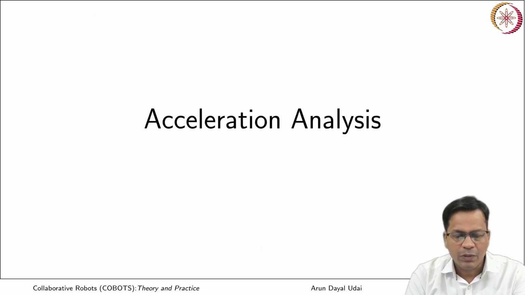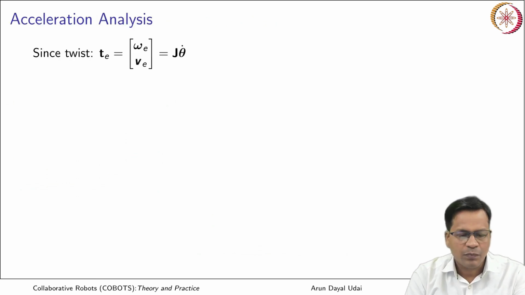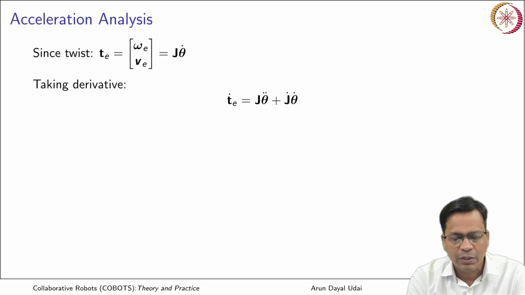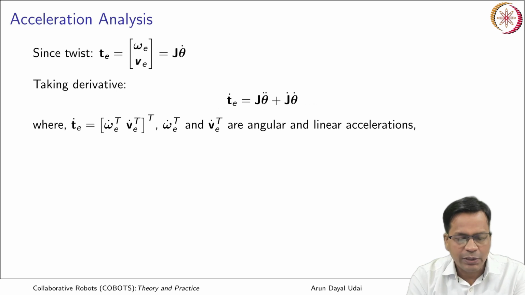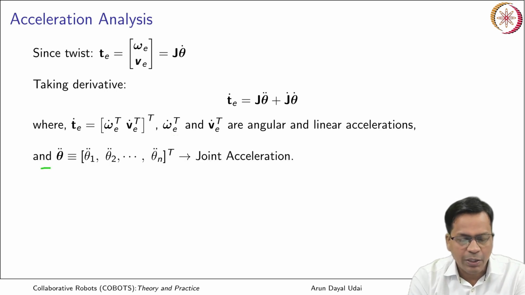Okay, so let us do acceleration analysis now. We have checked upon the velocity a lot. Okay, so how to find out the accelerations here? So this is what you already have in hand, that is twist is equal to Jacobian theta dot. Taking derivative of this would give, this is the acceleration, twist dot is equal to J theta double dot plus J dot theta dot. Okay, so what is twist dot? It is basically angular acceleration and linear accelerations of the end effector. Theta double dot is the joint acceleration, that is here. Jacobian is Jacobian, you already know it.